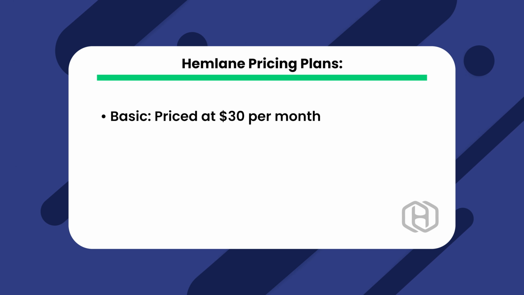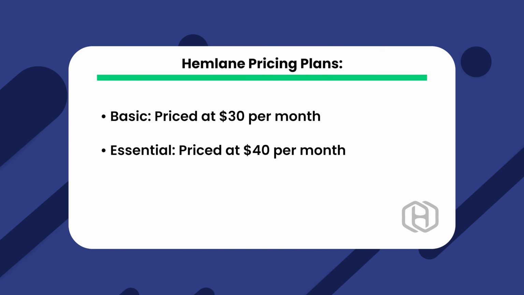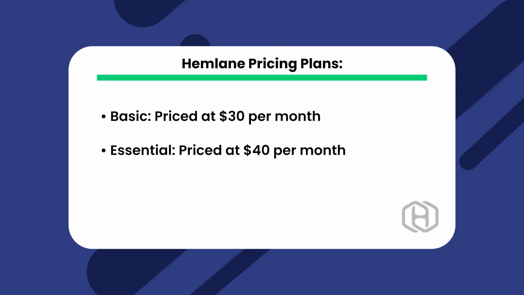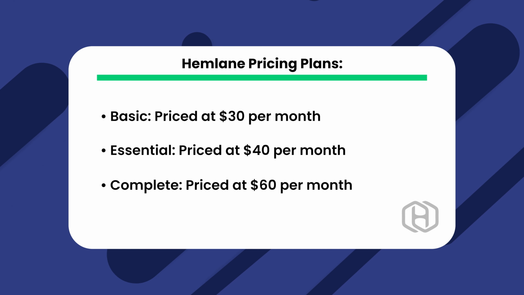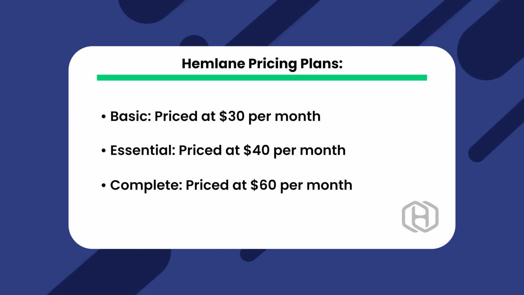The pricing for Hemlane is structured around 3 different plans. They start you off with the Basic plan priced at $30 per month, with additional units available for $2 each. Next, they offer an Essential plan for $40 per month, with additional units costing $12 each. And for more advanced capabilities, they do have the Complete plan, priced at $60 per month with additional units available for $32 each. We've got 2 more alternatives to look at, so stick with me.